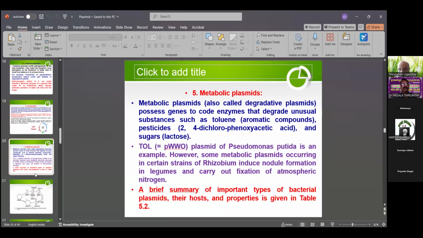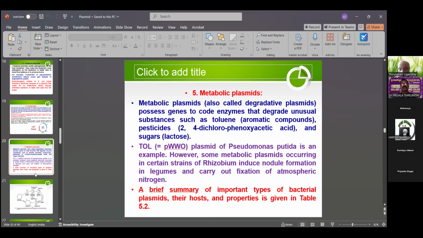Then the fifth one, metabolic plasmids. The metabolic plasmids are also called degradative plasmids. They carry genes that code for enzymes that degrade unusual substances such as toluene, aromatic compounds, pesticides, 2,4-dichlorophenoxyacetic acid, and sugars. Metabolic means degradable, that is, degrading food materials. Also there is the TOL plasmid of Pseudomonas putida.